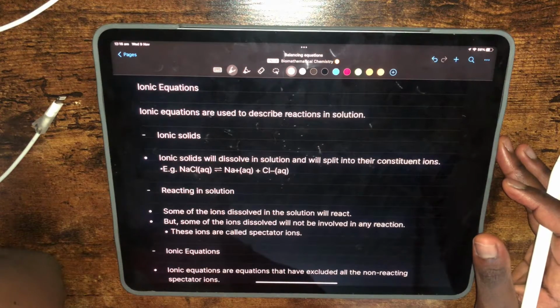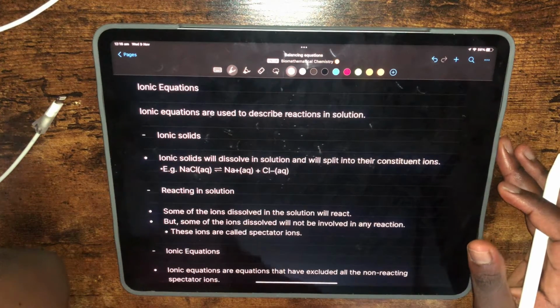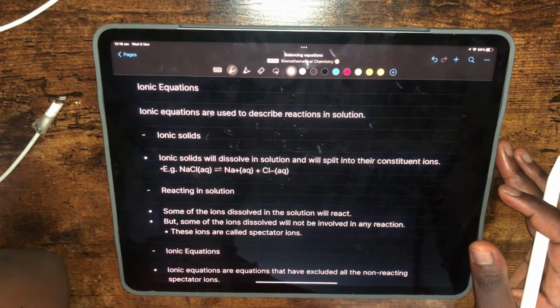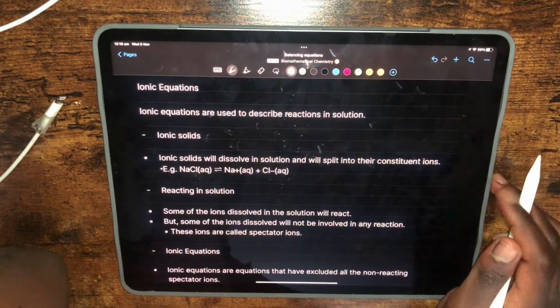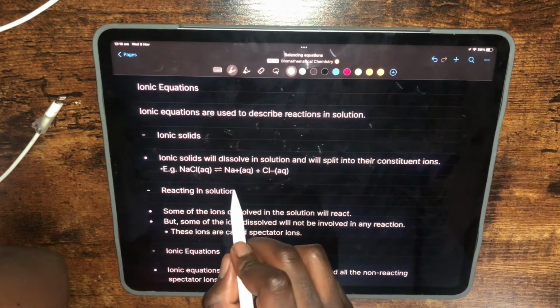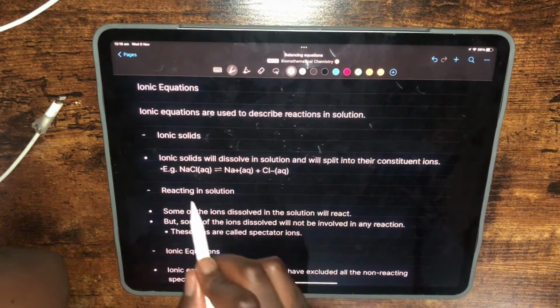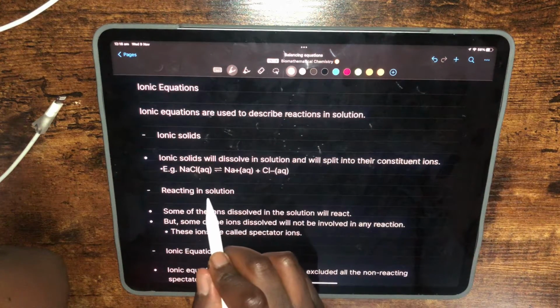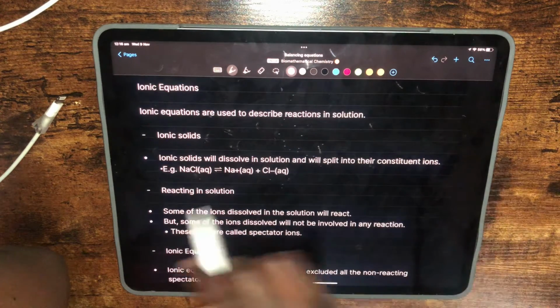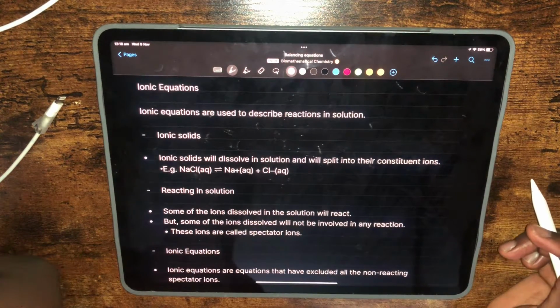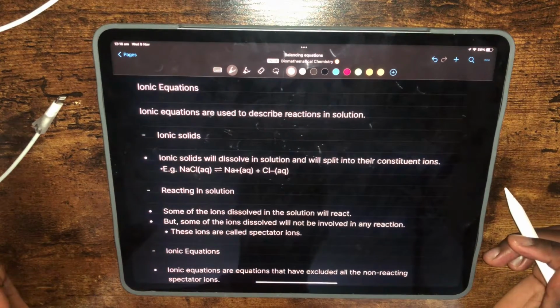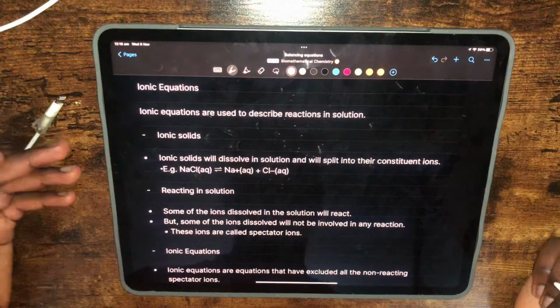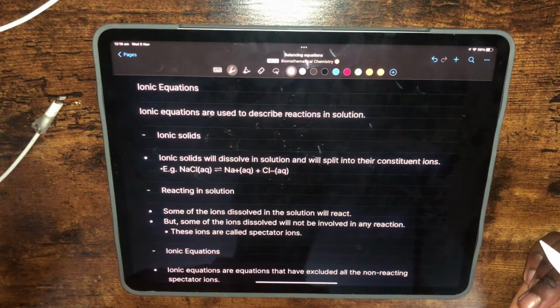Ionic equations. So ionic equations are used to describe the reactions in solutions. You have ionic solids. Ionic solids will dissolve in solution and will split into their constituent ions. This is very important for year 2 chemistry. When you're talking about an aqueous compound, it just means that it can be dissolved in water. And when you dissolve something, you're breaking it down.